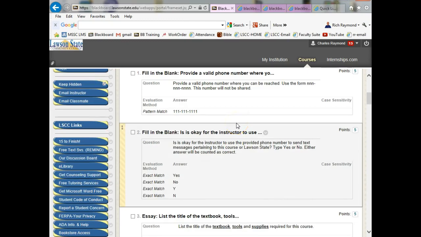So the very first question on the quiz says provide a number where you can be reached. Hopefully it's a cell phone number. If it's not, I can't send text. And then the next question says, is it okay for the instructor to provide a phone number to send text messages pertaining to this course or loss and stuff? And I don't share this with anybody, guys. Just say email our department. And if you answer yes, then I'll set you up to receive text. If you say no, you still get credit, either yes or no. It's up to you whether you want to get text.